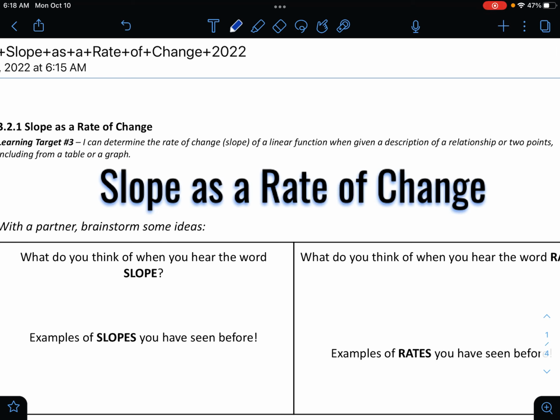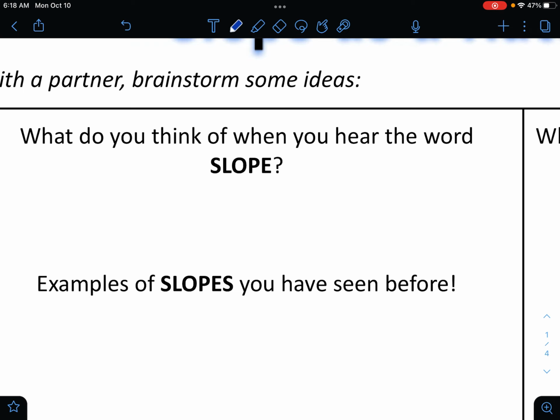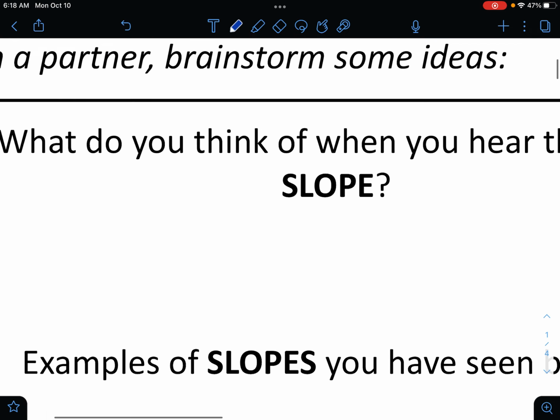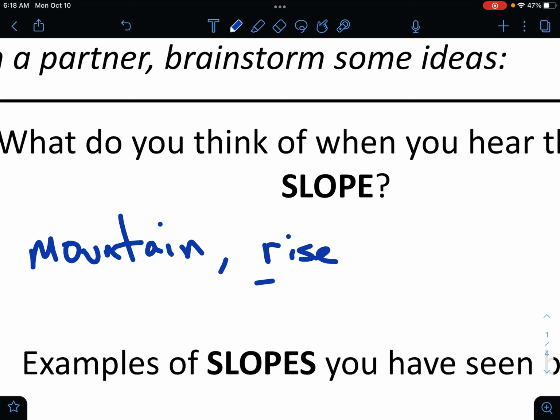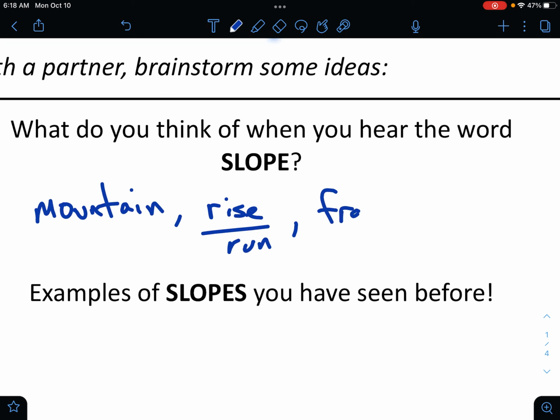Okay, and so now, hopefully you guys have written some stuff down. What do you think of when you hear the word slope? I think of maybe like a mountain, right? Or rate of change, but that's of course me because I'm a math teacher. But I think of rise over run. Okay, I think of all those different things, right? And maybe like a fraction or a graph.